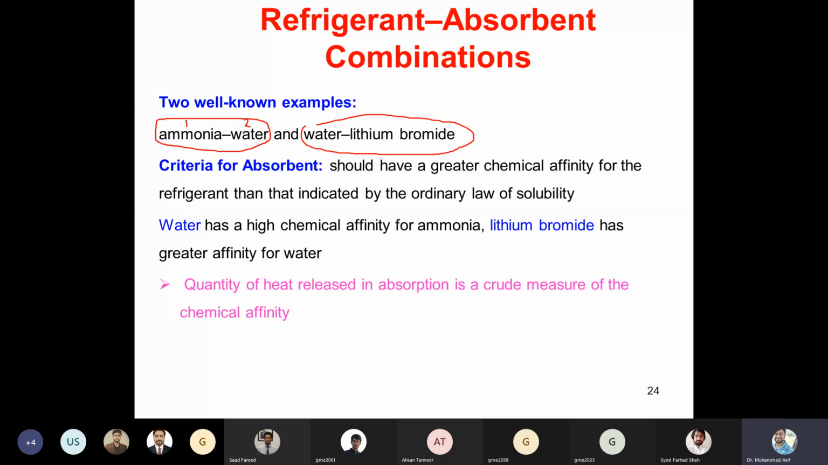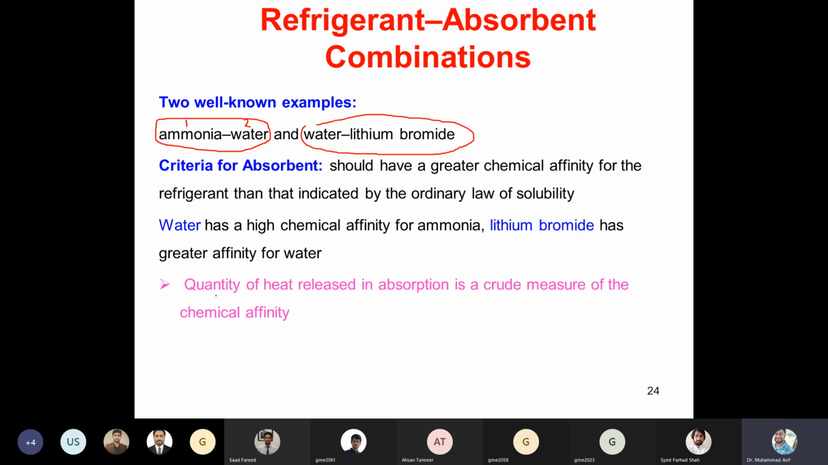And there is a criterion for the absorbent, that it should have a greater chemical affinity for the refrigerant than that indicated by the ordinary law of solubility. So that's why we choose water as the refrigerant and lithium bromide as a salt, because water has a greater affinity for ammonia, right? And similarly, lithium bromide as an absorbent, because it has a greater affinity for the water.